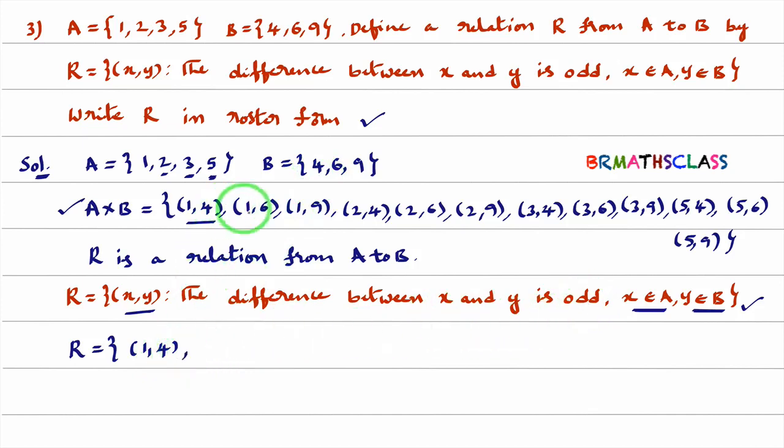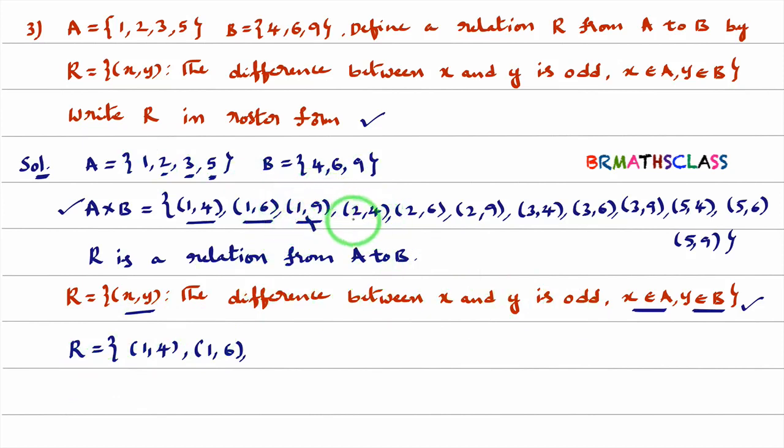Now like that you take the second ordered pair 1 comma 6. 1 is in set A, 6 is in set B. What is the difference between 1 and 6? Take the bigger number and subtract the smaller number: 6 minus 1 is 5. Is 5 an odd number? Yes. That's why the ordered pair 1 comma 6 will come here. Now you take ordered pair 1 comma 9. 9 minus 1 is 8. 8 is an even number, it is not odd. So you cannot take ordered pair 1 comma 9 in this relation. Even though 1 is in A and 9 is in B, the difference between 1 and 9 is not odd in this case.